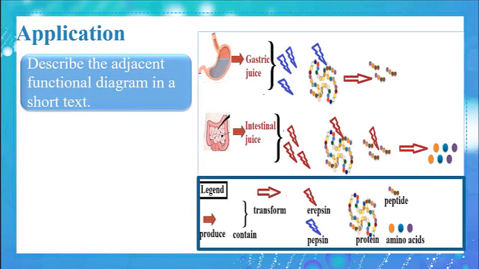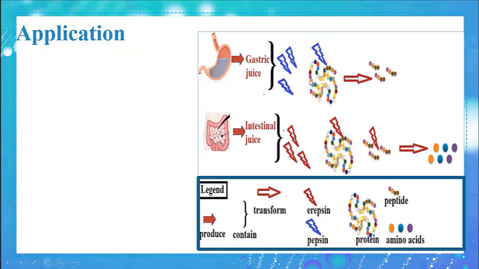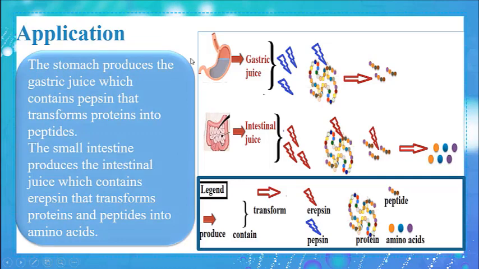Describe the adjacent functional diagram in a short text. Note that while describing a functional diagram, you have to stick to the keys given in the legend. The stomach produces the gastric juice, which contains pepsin that transforms proteins into peptides. The small intestine produces the intestinal juice, which contains erepsin that transforms proteins and peptides into amino acids.